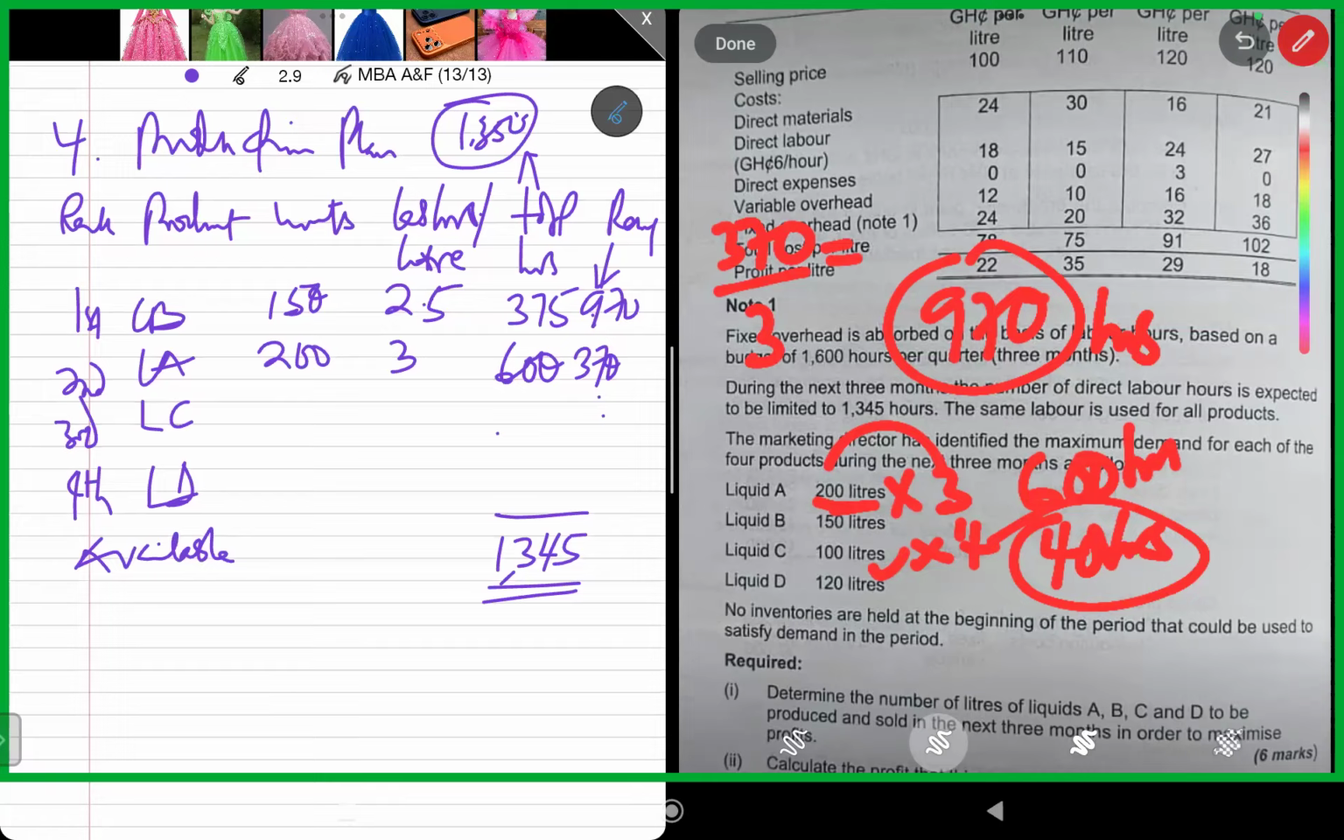Wait. Okay, it's 4 here. Is it 4 here? Yes, 4. So we divide this 370 by 4 because there's 4 hours for 1 unit. Are you getting it? And the remaining hours is 370 hours, and we have 4 hours for 1 liter. So when we divide the 370 by the 4, we will know the number of units to be produced.